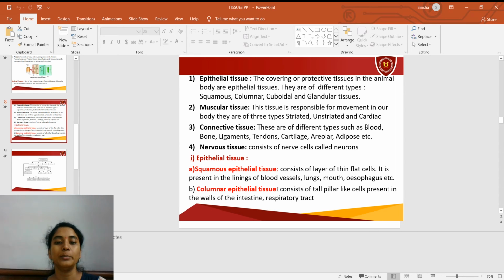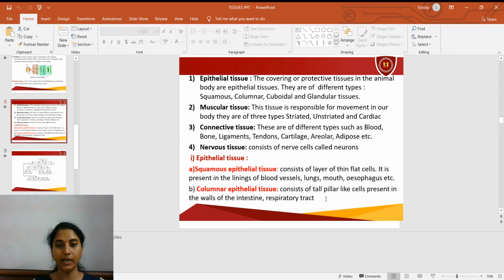Coming to columnar epithelial tissue, it consists of tall pillar-like cells present in the walls of the intestine and respiratory tract. This columnar epithelium consists of cilia. Cilia are hair-like structures. That is why it is also called ciliated columnar epithelial tissue. This cilia traps the harmful microbes which enter our body. That is why it is present in the respiratory tract.